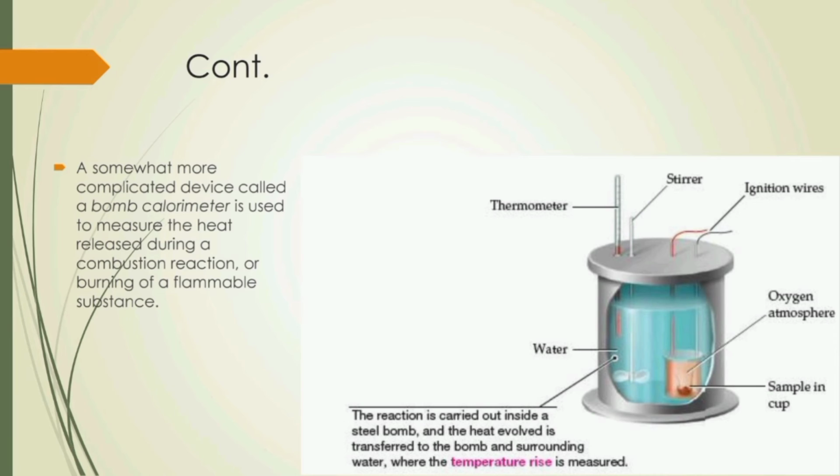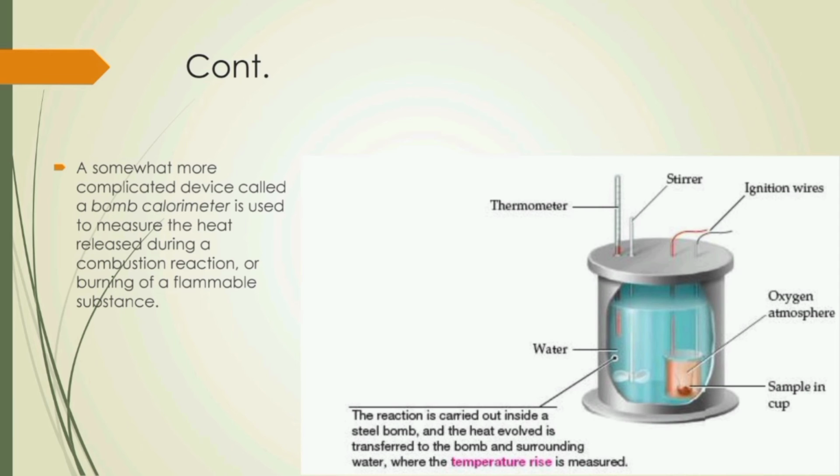The next one is the second type of calorimeter, which is much more complicated than the simple type, and it's the bomb calorimeter, used to measure the heat released during a combustion reaction. A combustion reaction is a highly flammable reaction. It is the burning of a substance that can catch a flame. So it also has a thermometer, a stirrer, and ignition wires for the combustion inside the chamber. An oxygen atmosphere is given, and there is a small cup inside to put the reactants, and there is water to measure the reaction temperature.